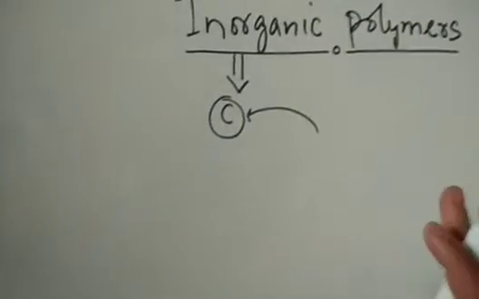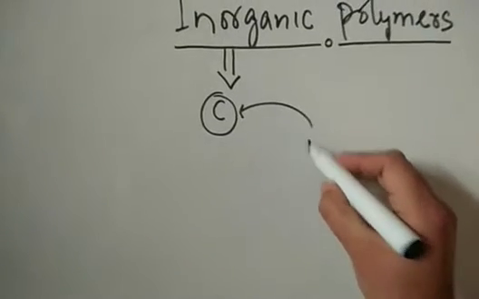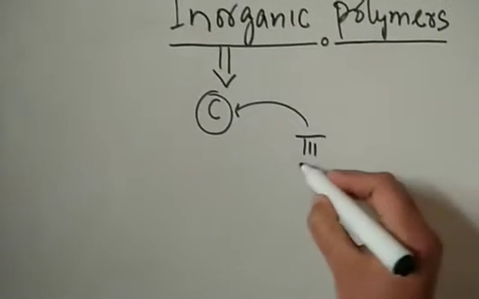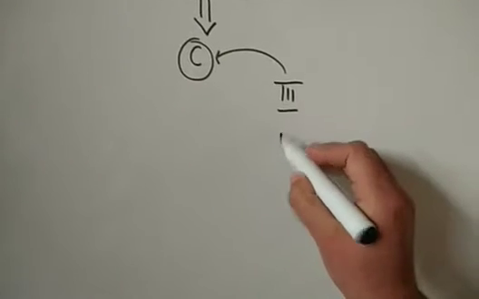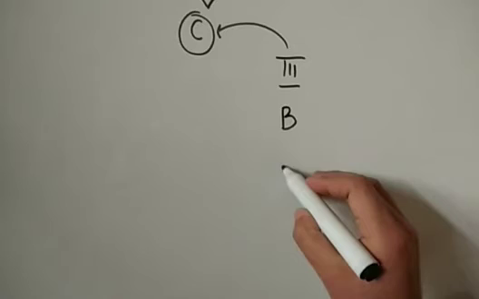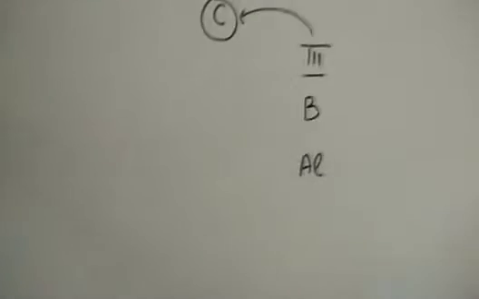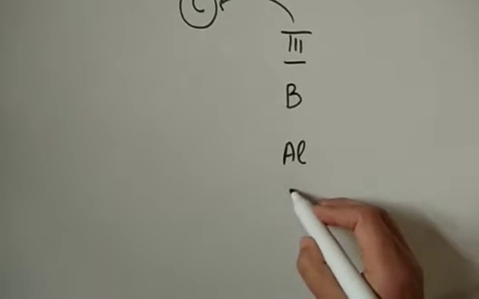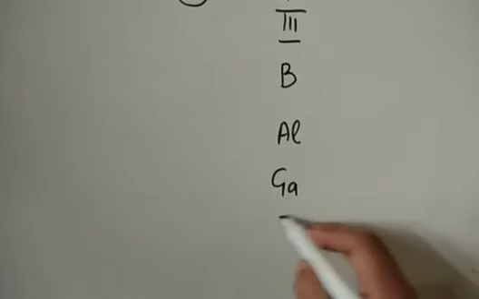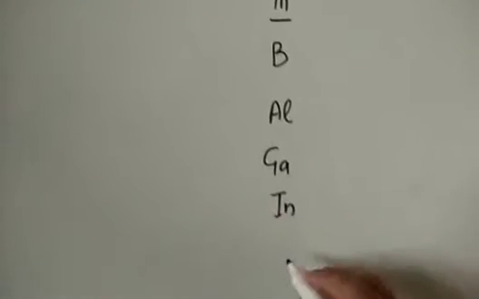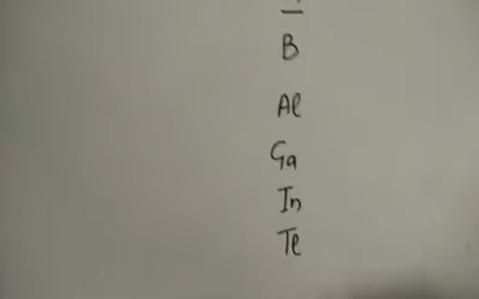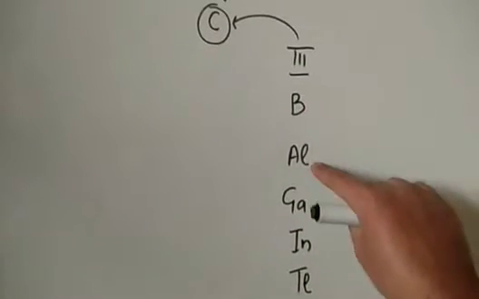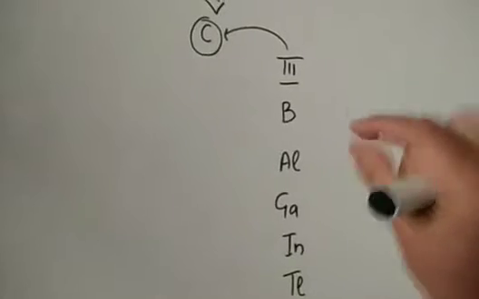For example, usually an element from group third of the periodic table. Group third starts with boron, aluminium, gallium, indium, thallium. I'm just writing group third, where usually boron and aluminium are the most common in inorganic polymers, but I'm showing you the whole group third.